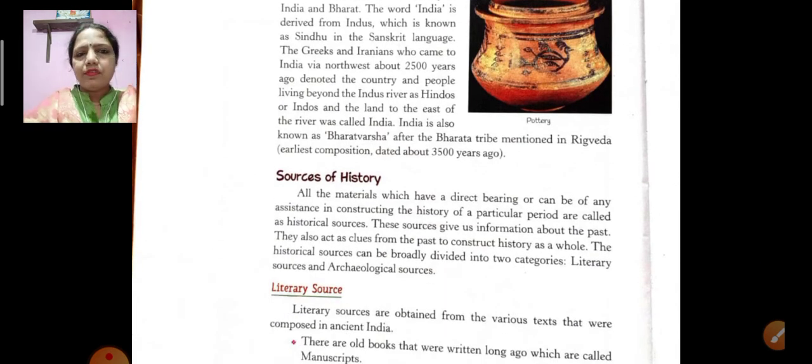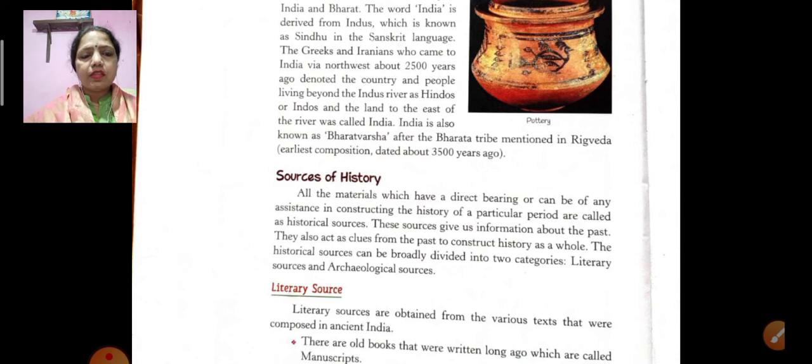Now, sources of history. What are the sources of history? How can we know about different things like Bharata, Indian rivers, etc.? All the materials which have a direct bearing on, or can be of any assistance in, studying the history of a particular period are called historical sources. The sources give us information about the past. They also act as clues from the past to construct history as a whole.